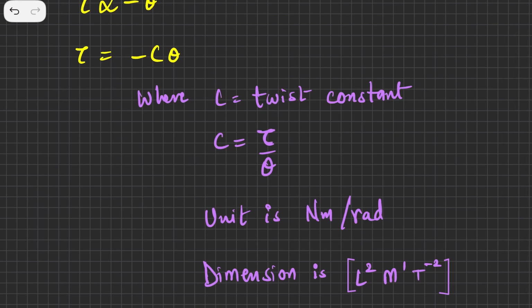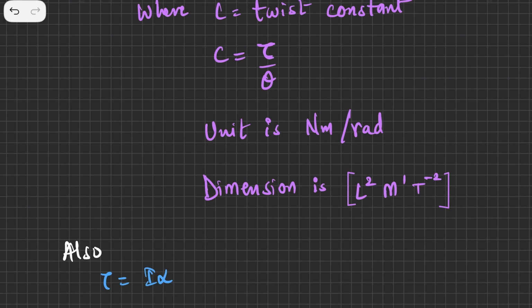Now you see, where has the minus sign gone? That minus sign is just showing that the torque and theta are in the opposite direction. If I take the magnitude and take a minus sign over here, then I'll get the answer as positive. So basically c is a number, and the minus sign is just showing that they both are in opposite directions.